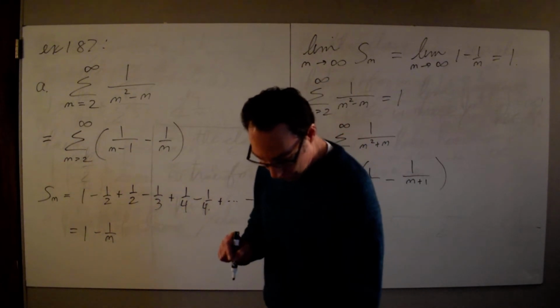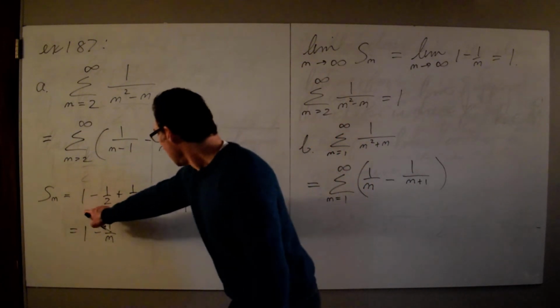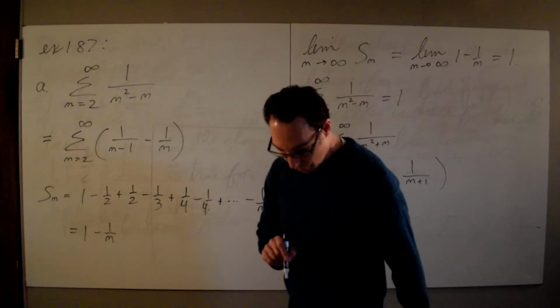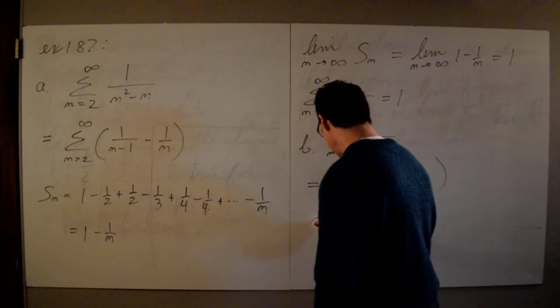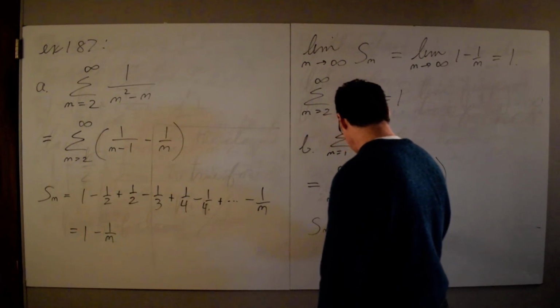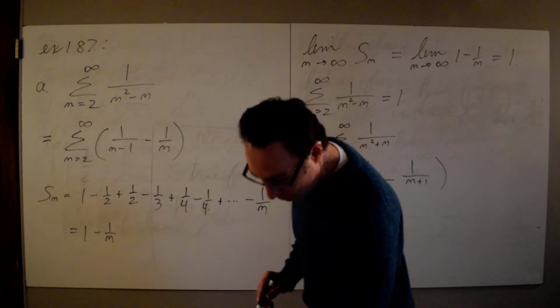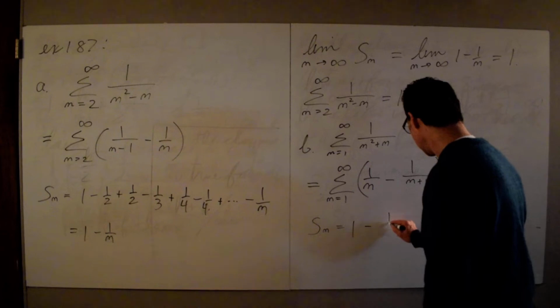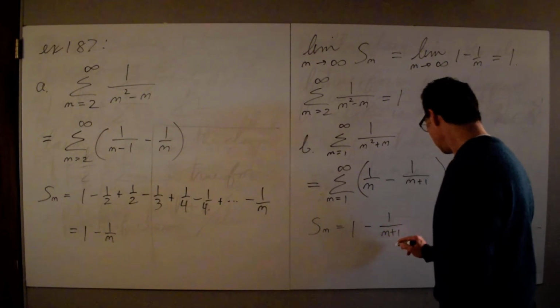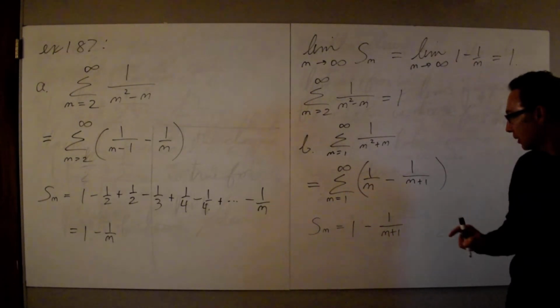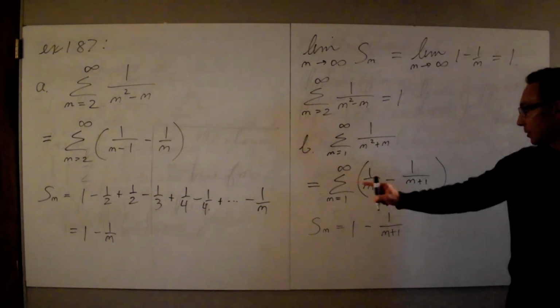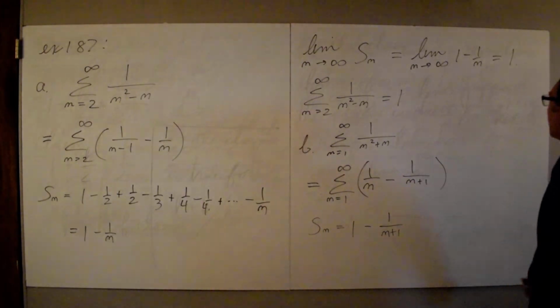Now I'm not going to go through the steps to show you how this telescopes. You can do that on your own. But what happens here is each s sub n is equal to 1 minus 1 over n plus 1. So again, write out each s sub n as a sum like this, and you'll see that it's a telescoping sum.